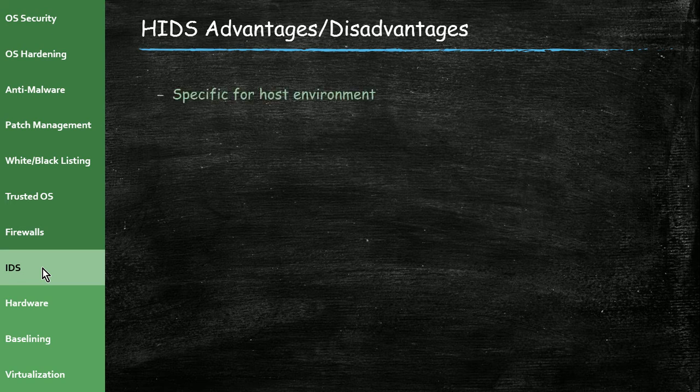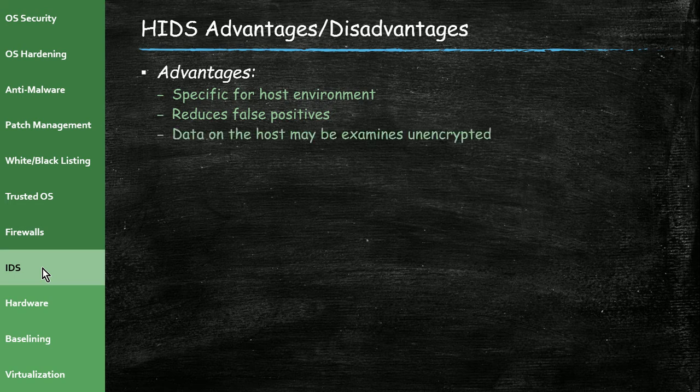So some of the advantages of a host-based system are that they understand the host environment, and they have a lot more information about that host than a network-based system would. They have much more context than the network-based system would about that specific host. So it can reduce false positives. The data on the host may be examined unencrypted. When the data is on the network, it's typically, hopefully, encrypted. But when it's sitting on the server itself, the host-based system may have access to that data unencrypted. So it can make more intelligent decisions as to what's going on. And it can also be application specific.